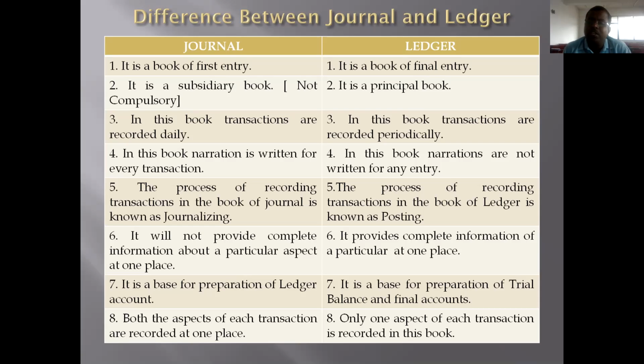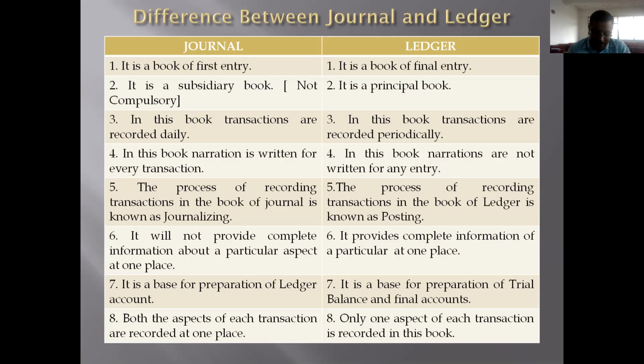For example, the cash account appears n number of times in the book of journal. By that you will not get to know the cash balance of the firm. But if you refer to the ledger accounts, you will get the complete information, a clear picture of the cash balance of the firm, because all cash account transactions will be recorded at one place in the book of ledger. Understood? That is the sixth difference.